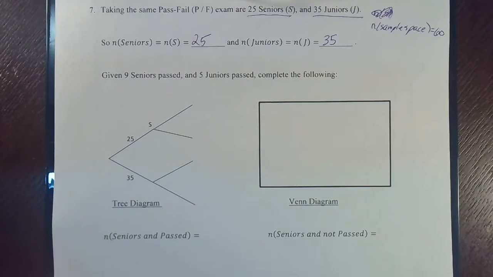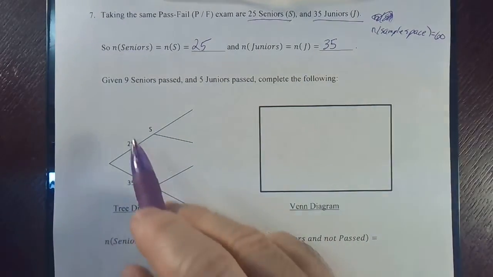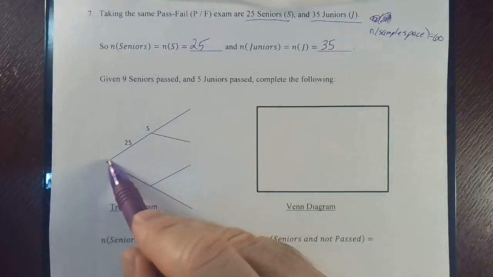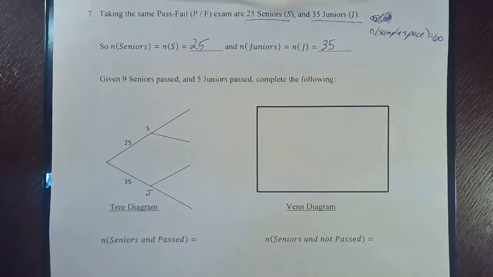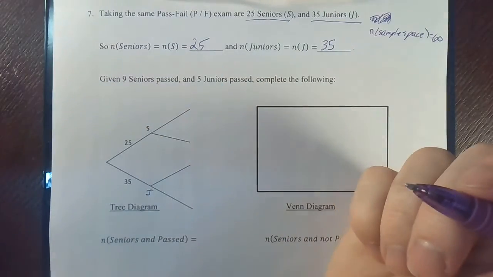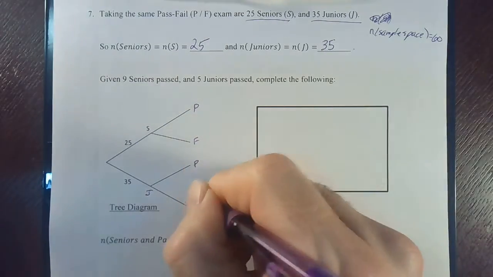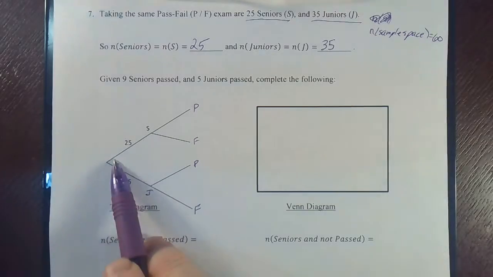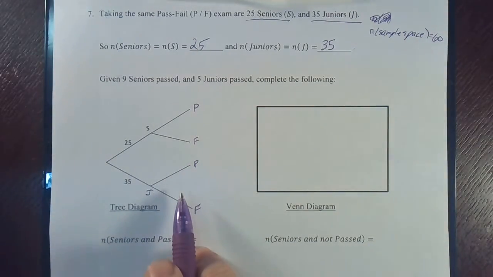Well, let's look at a tree diagram first. We don't use these too frequently, but we could say that taking this path is the senior path. There are 25 seniors, 35 juniors, and then we've got pass and fail, or pass and not pass, like that. If you're a senior, you either pass or you fail. If you're a junior, you either pass or you fail. And let's write the numbers down.